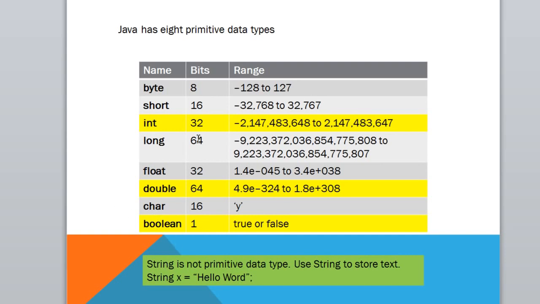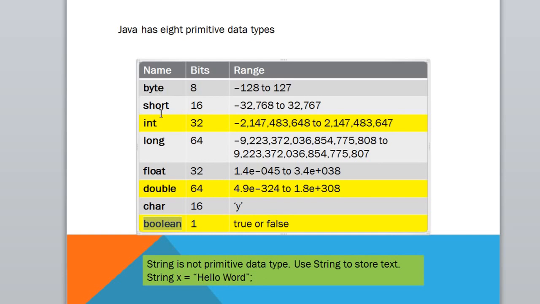Now out of these, you will be using mainly integer for holding any kind of a whole number. An integer can hold a whole number of this range. If you want to hold any decimal values, you can use a double. And for holding true or false, you can use a boolean. Now string is not a primitive data type, but then use string to hold text values, that is string x equal to hello world or any text values.